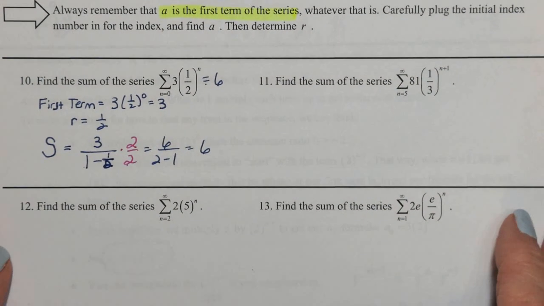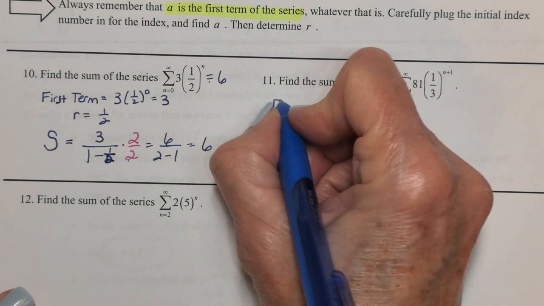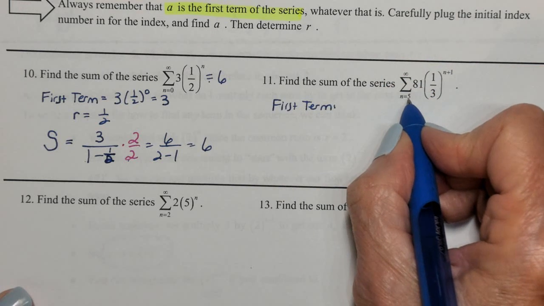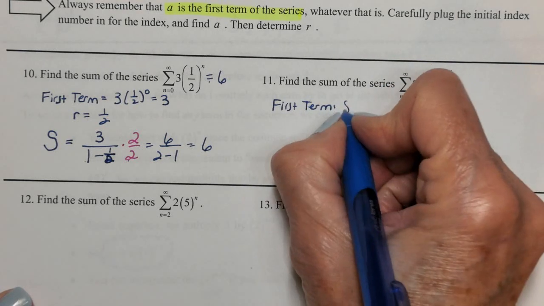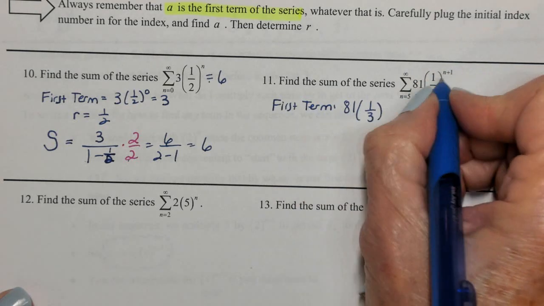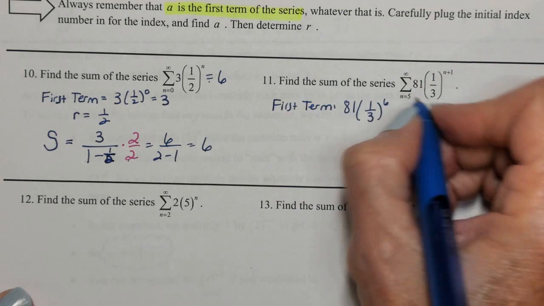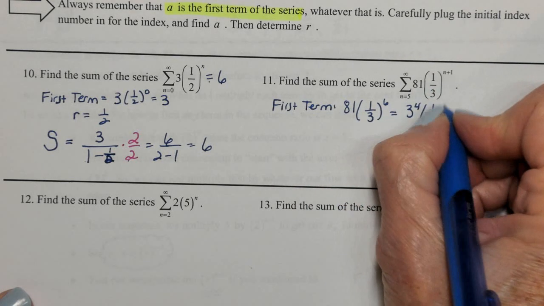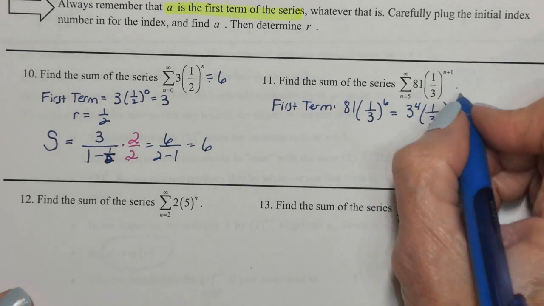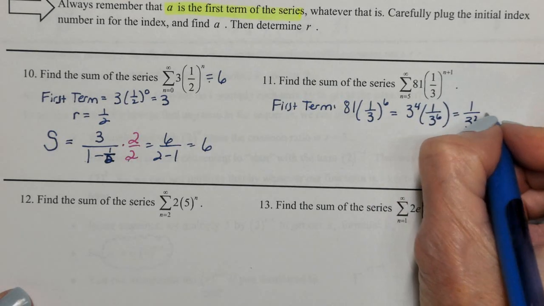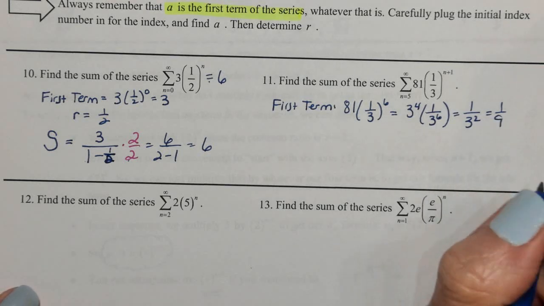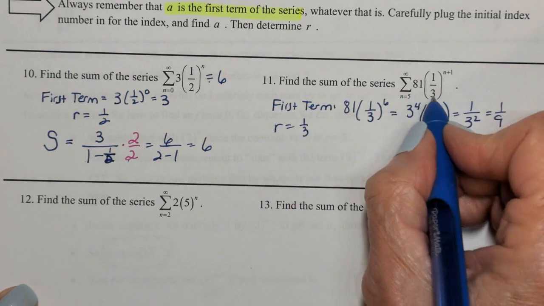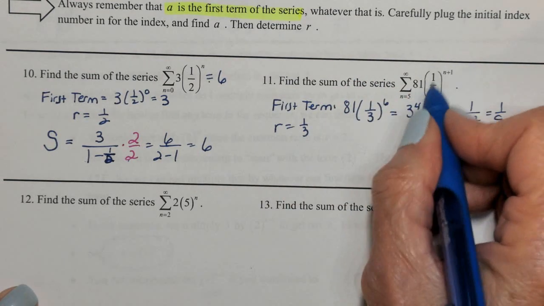Let's do another one. Let's find the sum of this series. What's the first term? The first term is what we get when we put 5 in for n. So it'll be 81 times 1/3 to the 5 plus 1. 81 is 3 to the 4th. And 3 to the 4th divided by 3 to the 6th is 1 over 3 squared. That's 1 over 9. So our first term is 1/9. Our r is 1/3. It's the base of our exponential term.